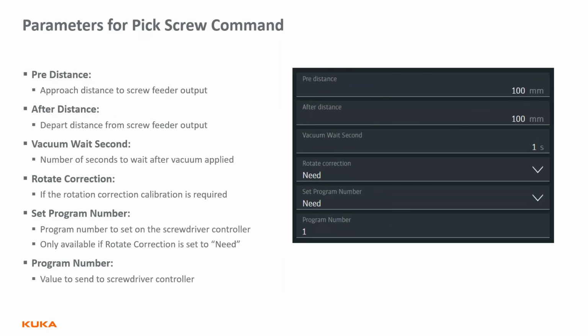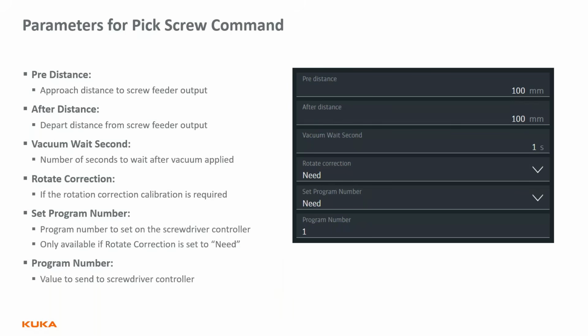The pick screw command is a motion instruction that contains several extra parameters related to the pick screw process. These parameters are: the pre-distance parameter specifies the approach distance to the screw feeder pick position. The after distance parameter defines the depart distance from the screw feeder.